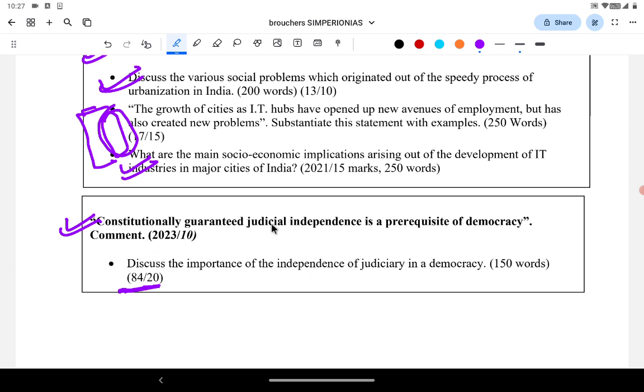Here it says independent judiciary is important for democracy. Here: discuss the importance of independence of judiciary in democracy. Same question asked in a different format. Okay, this is why we say PYQs are very important.